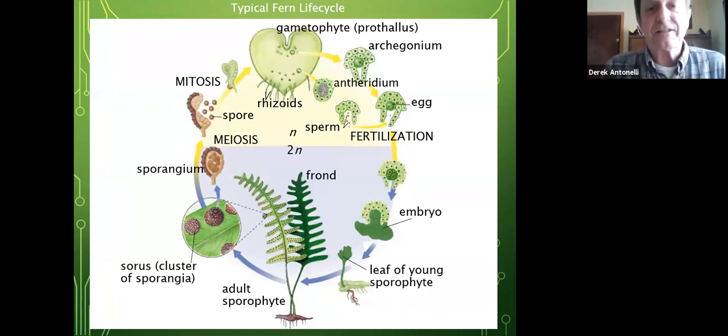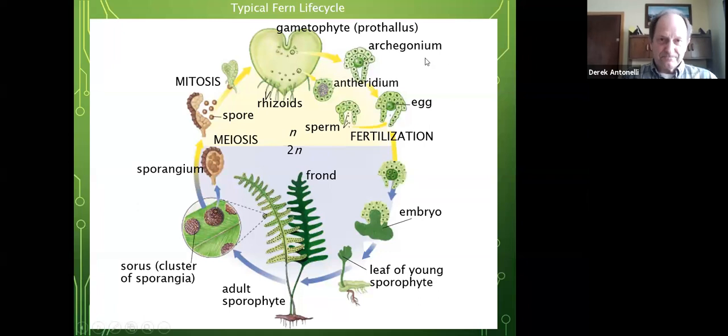Got the typical life cycle of a fern. It's kind of interesting. It's quite different from mammals. So we'll start on the life cycle. We'll start here with the spores. Spores produced, they fall out onto the ground in a suitable location, generally a moist area, and they will split open and they will start growing a prothallus.